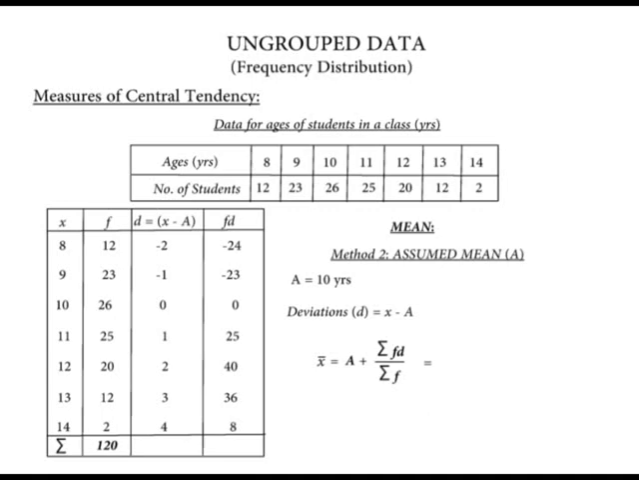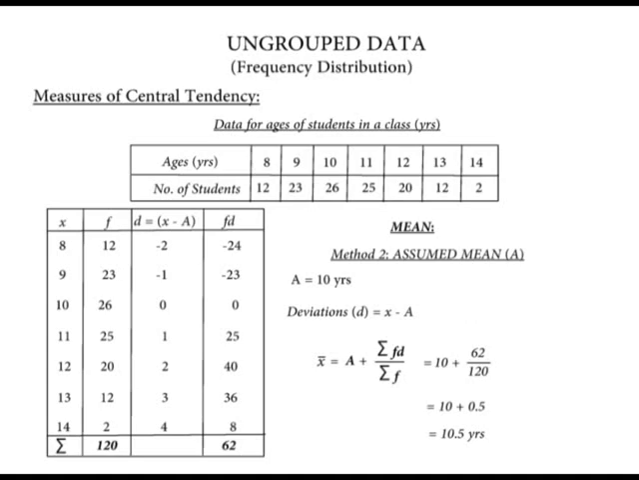Summation of FD is 62. Summation of frequency is still 120. Therefore, mean is equal to 10 plus 62 over 120. That is 10 plus 0.5, giving us 10.5 years, the same figure we obtained with the direct method. And so, you see, by knowing the formula, you will know which column to create.